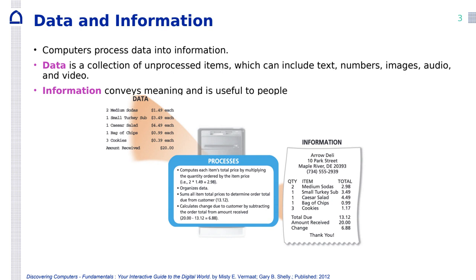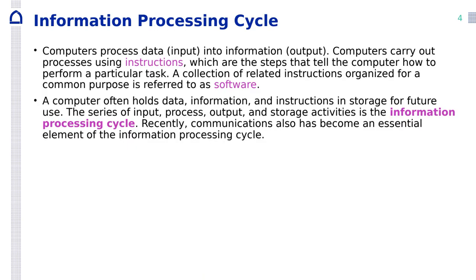Then we talked about the definition of data and information. Which one can give useful information? Information. Then we talked about the information processing cycle.